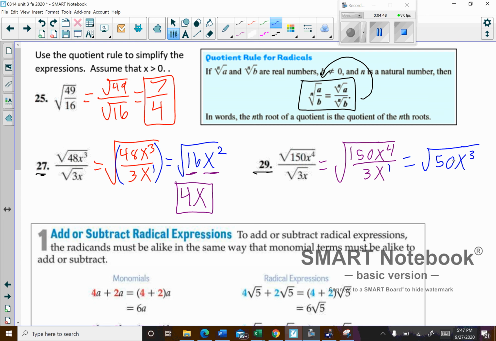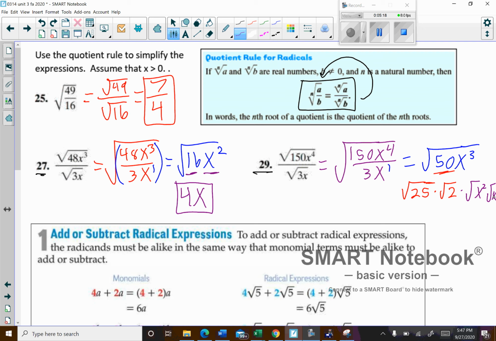So we got a little bit more work to do than we did on the previous one, but we've done problems like this before. So let's look at 50 first. 50 can get broken up into the square root of 25 times the square root of 2. And 25 will be our perfect square, and we'll deal with that in just a second. And then let's see, x cubed, we'll break that up into x squared square root of x.